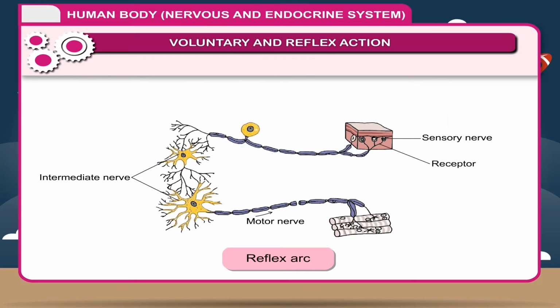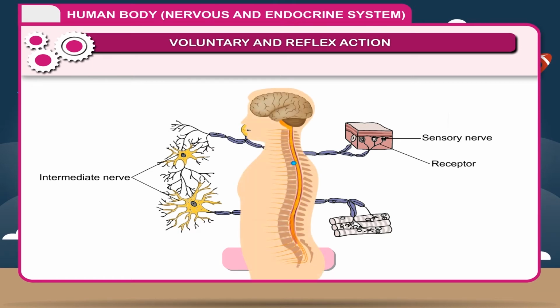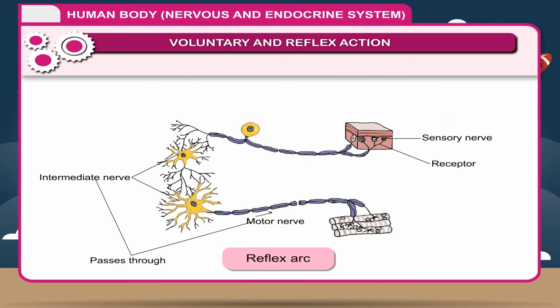Stimulus is received by a receptor. An impulse travels through sensory nerve to spinal cord. An impulse then passes through the intermediate nerve to a motor nerve, ultimately to the muscle or finger. The muscle is called effector. Now, the muscle contracts and finger is withdrawn.